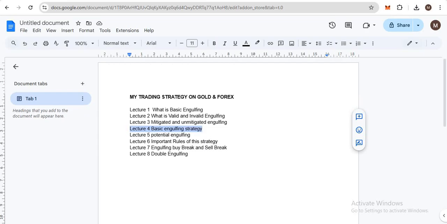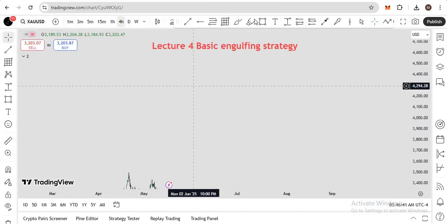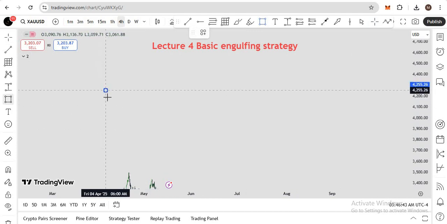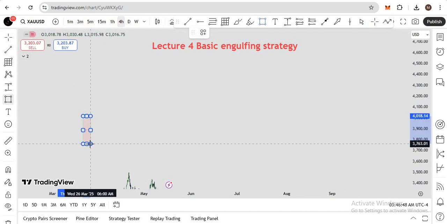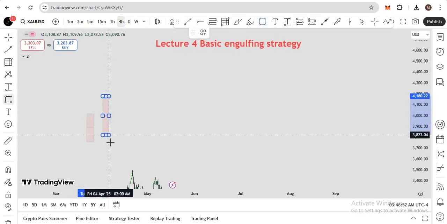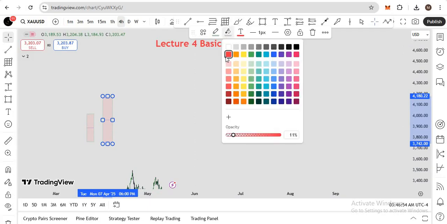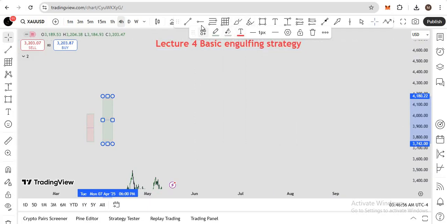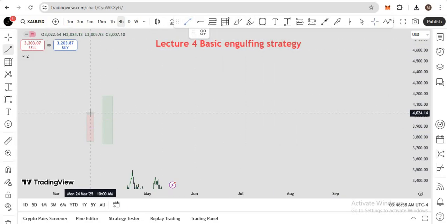So what is the basic engulfing strategy? We will go from the start, so you will get to know. Very simple and very clear. This will be very basic. After this video you can go and start back testing on it. You will get to know about this strategy.